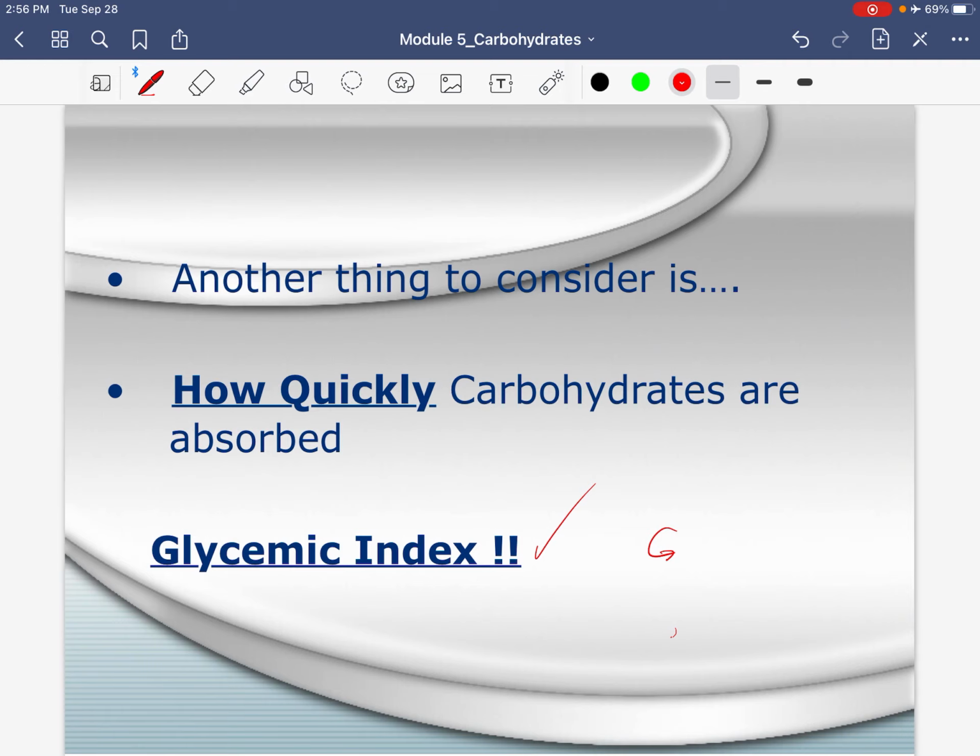There's something else coming out now, particularly for athletes, called glycemic load, which is kind of a similar idea. So feel free to look this up if you like. But for now, we're going to talk about the good old school glycemic index.